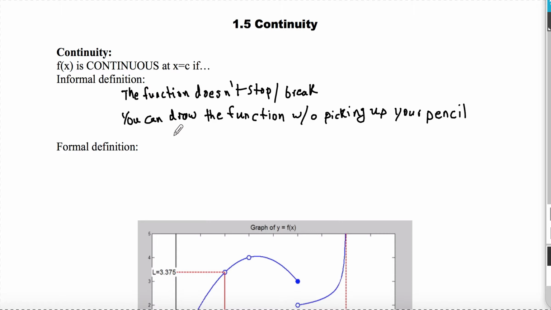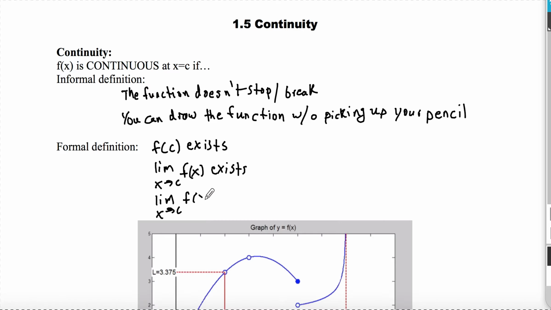If a function f of x is continuous at x equals c, it needs to fit three qualifications, all right? And this is something you're going to need to memorize. You need to know these three criteria for continuity. Here's what needs to happen. If f is continuous at x equals c, that means f of c exists. In other words, we have a point there. The limit as x approaches c of f of x exists. And the limit as x approaches c of f of x has to equal whatever f of c is.